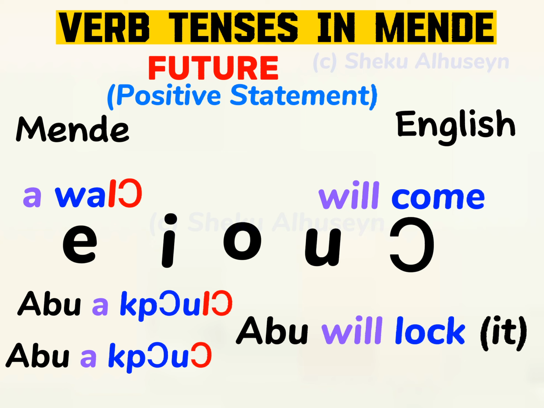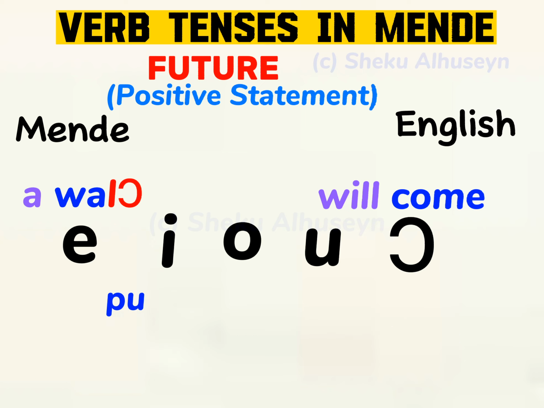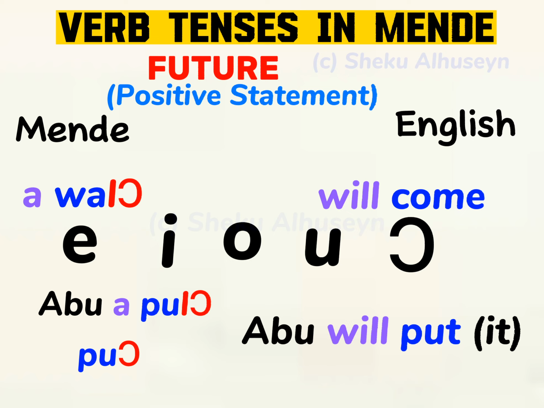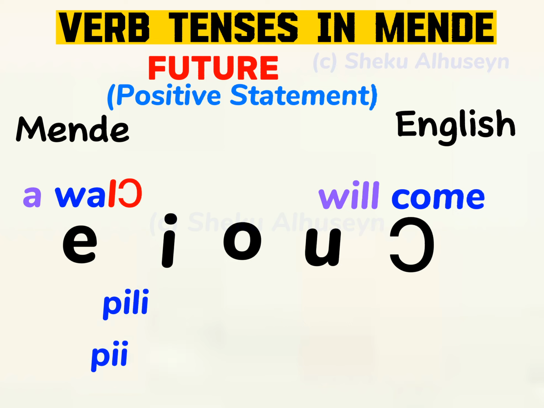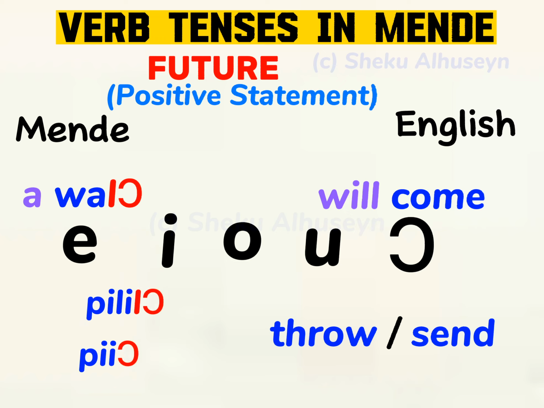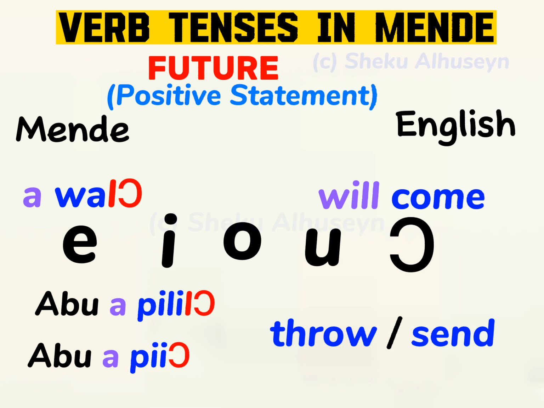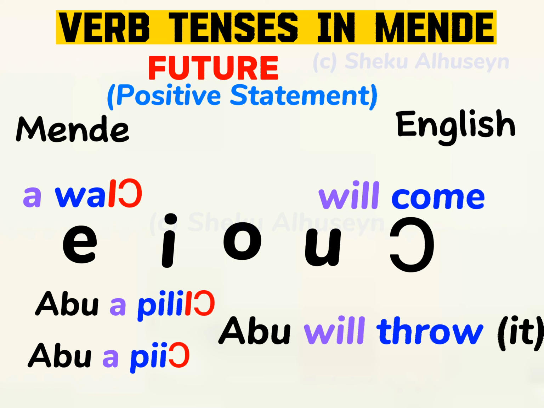There you have it. Another example. Pu. That is the word for put. So pulo will be puo when it is elided. Abu apulo. Abu will put it. Or Abu apuo. Abu will put it. Pli or pi is the word for throw or send. And that becomes plilo or pio. Abu aplilo or Abu apio. Abu will throw it away or Abu will send it away.